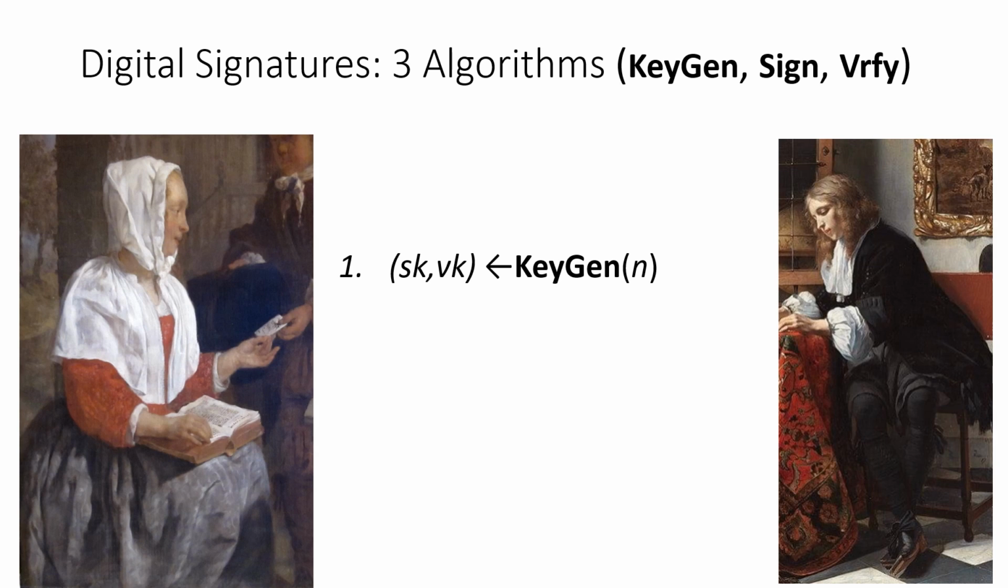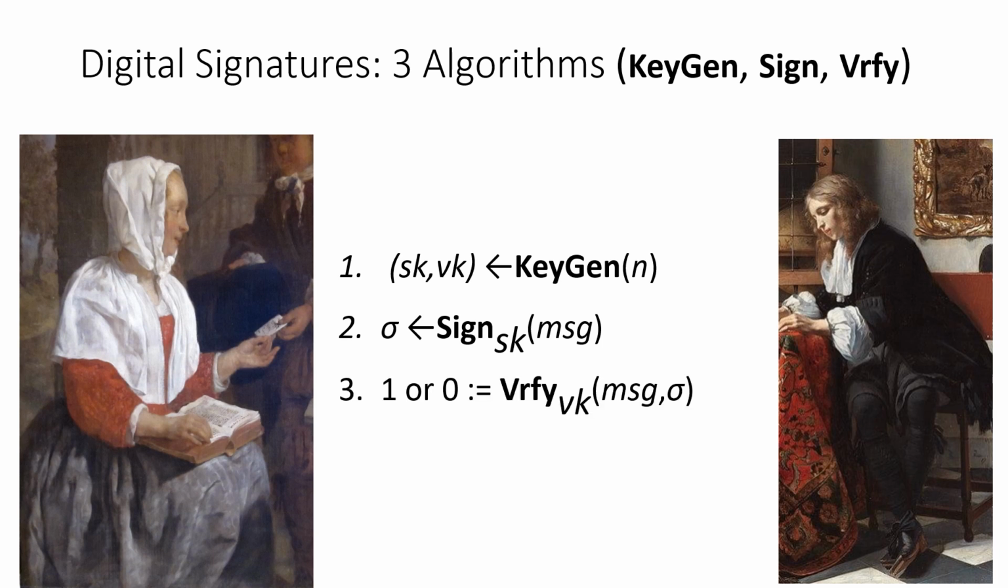SK, VK comes from keygen on N. Sigma comes from sign of SK on MSG, the message. And 1 or 0 is from the verification, VK, of MSG and Sigma. Good. So now that we know this, we have the syntax of a digital signature. Let's look into the security.